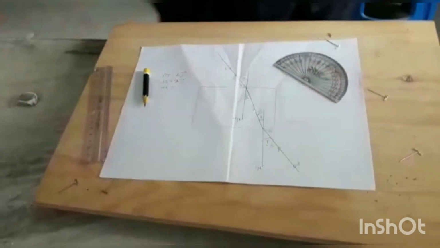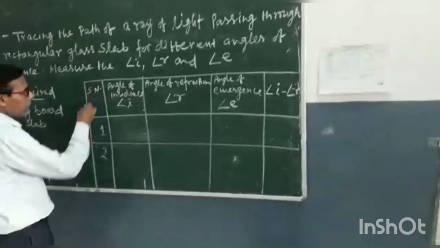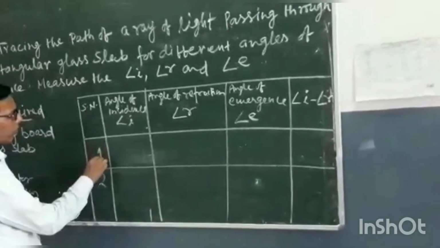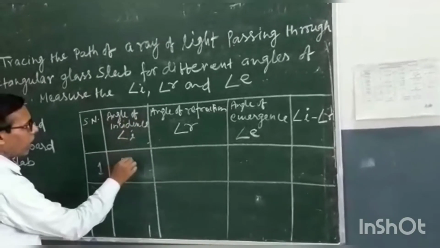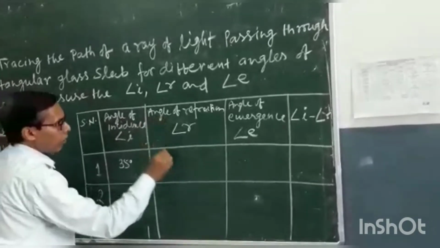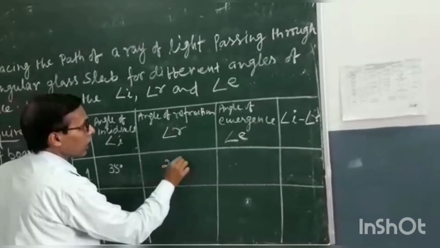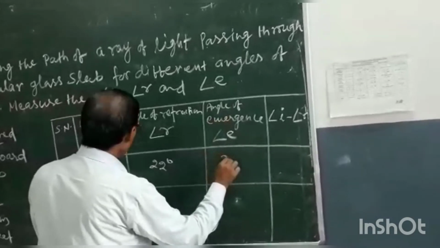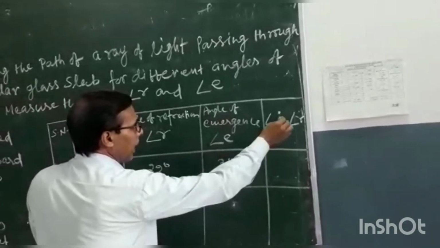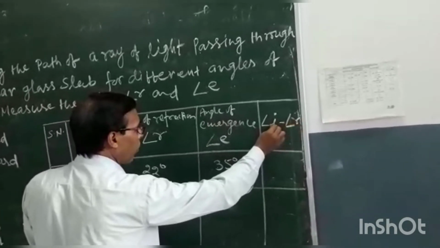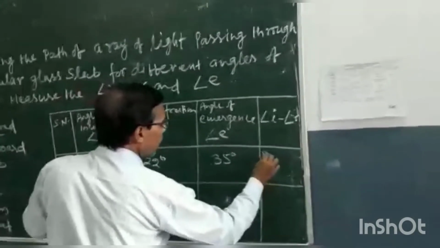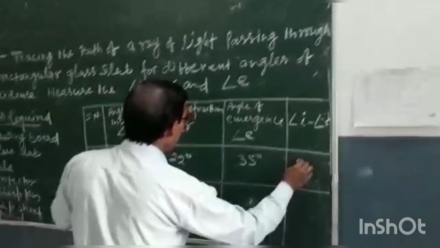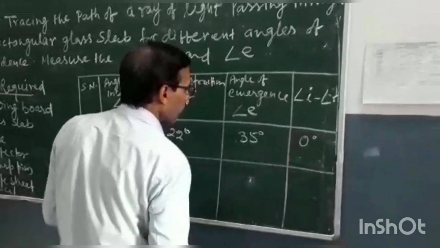Now you fill in the observation table. Here we take the first set of readings. Angle of incidence is 35 degrees, angle of refraction 22 degrees, angle of emergence 35 degrees, and angle i minus e, that is angle of incidence minus angle of emergence, is 35 minus 35, 0 degrees.